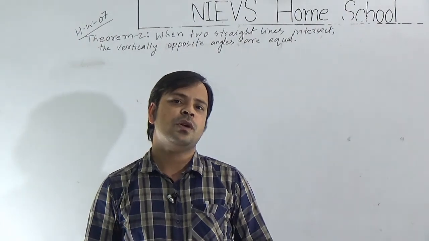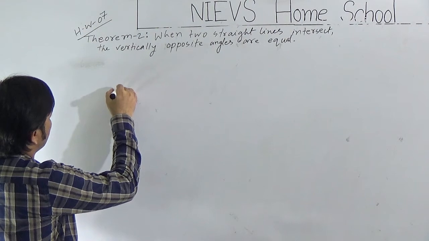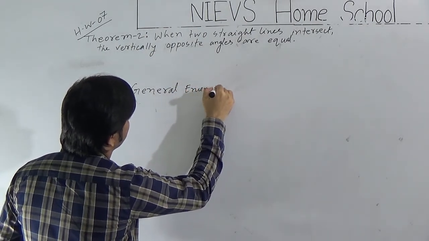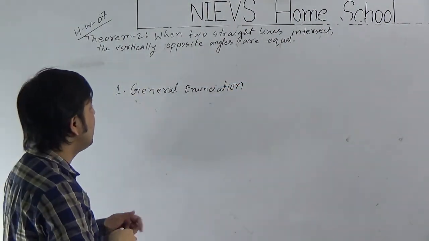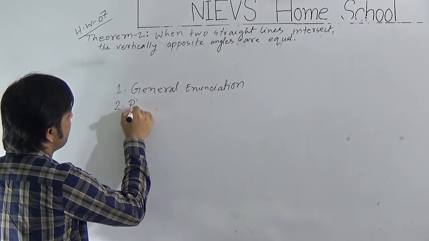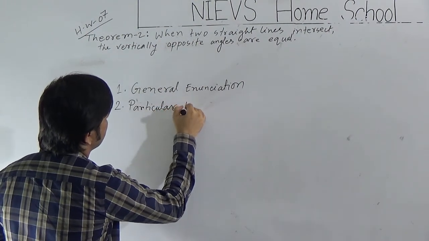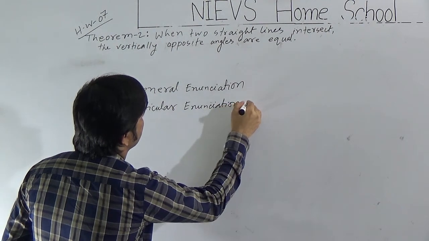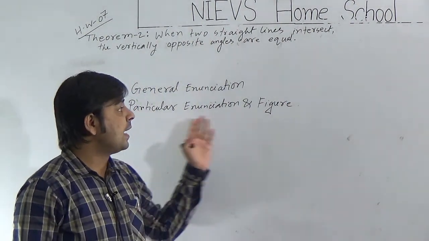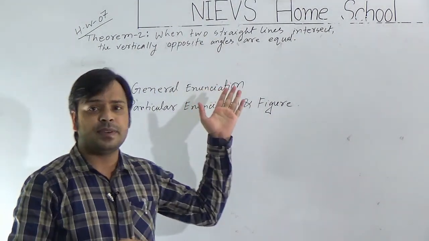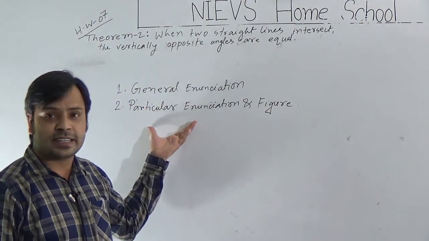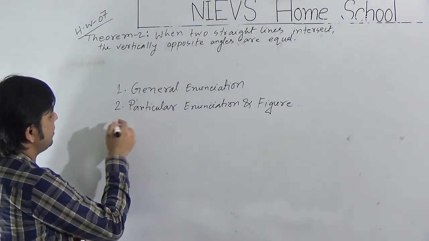Dear students, to prove a theorem, we have to know some steps. The first step is general enunciation. In this step we will write the given statement. Second step is particular enunciation and figure. It means that we will write the particular enunciation according to the figure. We have to draw the figure according to the given statement, or the theorem, and then write the particular enunciation from the figure using the given information.